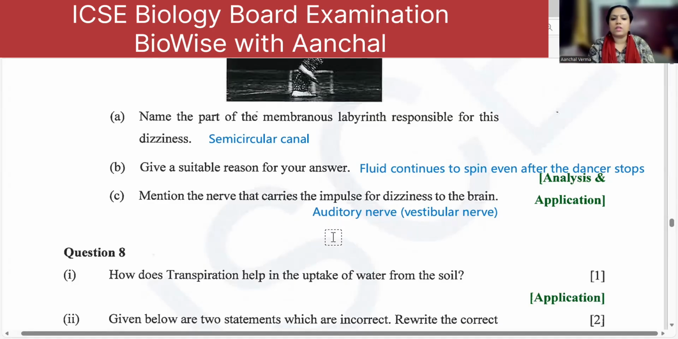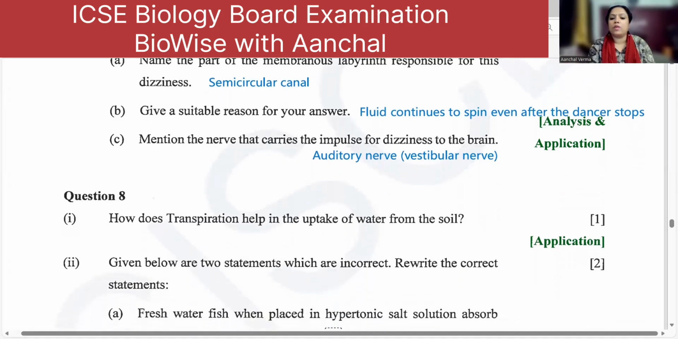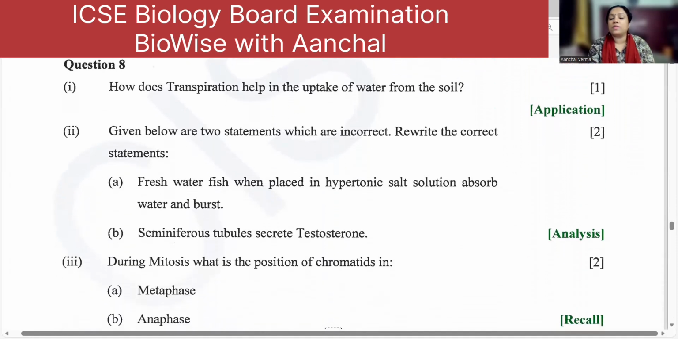How does transpiration help in the uptake of water from the soil? Transpiration creates a suction pressure which helps in the suction of water from the root. And because of the cohesive force and the adhesive force, there's a continuous flow of water. So transpiration helps in suction of the water from the root.